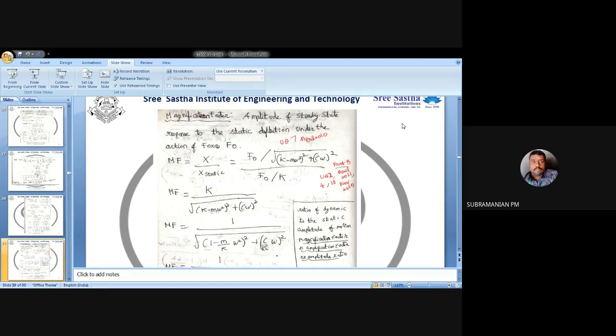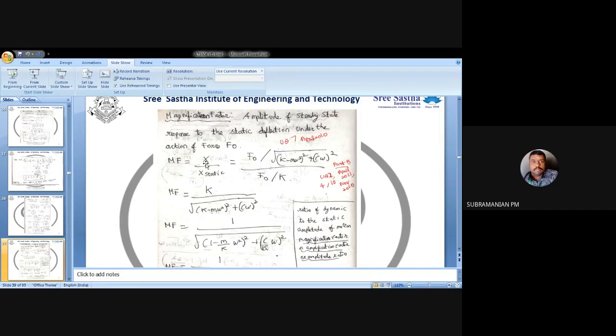So how far is the magnitude going to increase? How far is it going to be magnified? That will be termed the magnification factor. For the appropriate explanation of magnification factor, you can write steady state response. Steady state response means the force acts on the system relative to the static deflection, under the action of force F naught.